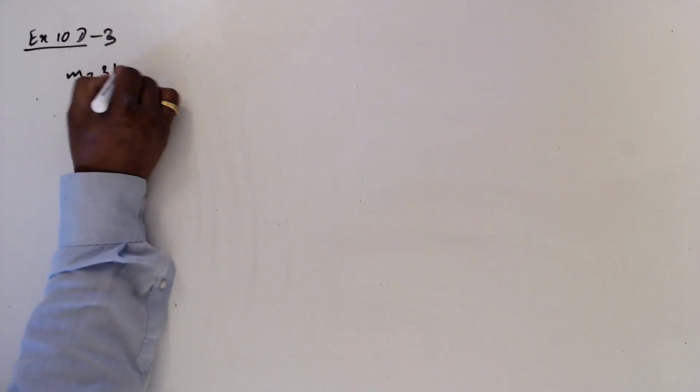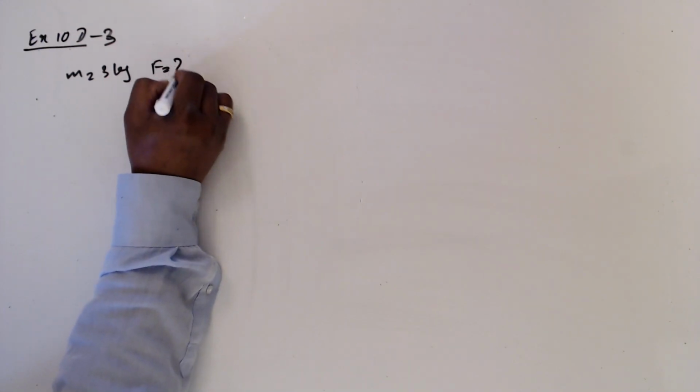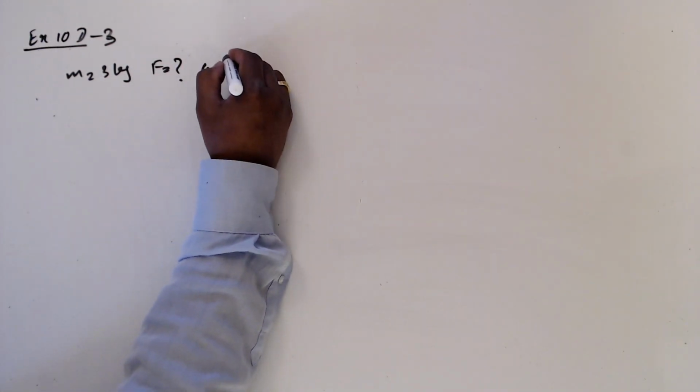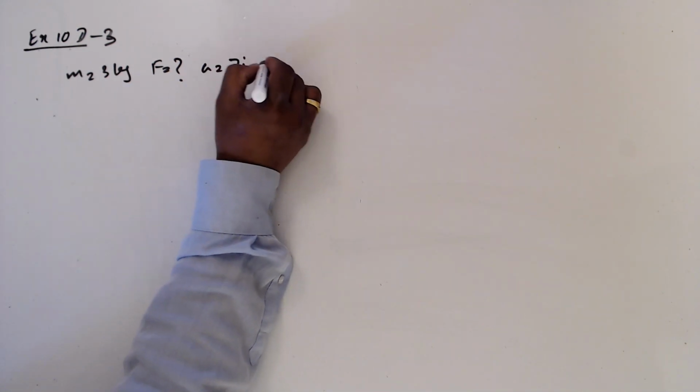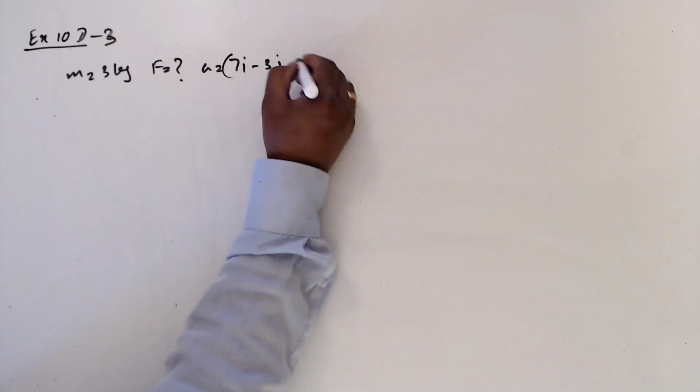M is given 3 kg. So F is the issue. A is given 7i minus 3j. M is 2.